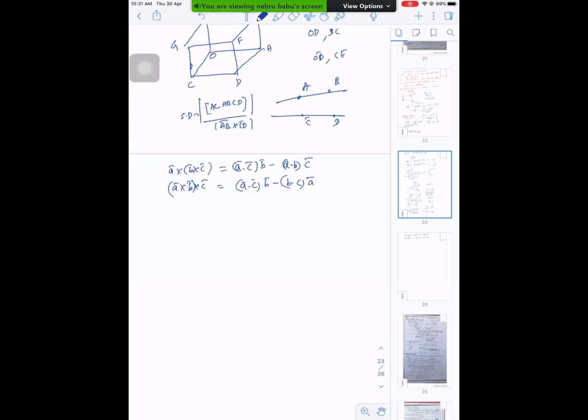If you observe the first one and the second one, the first is perpendicular to A bar and to B cross C. Simply, this vector is perpendicular to B cross C, which means this vector lies in the plane of B and C. If something is perpendicular to B cross C, then if you take this as the B cross C vector, our A cross (B cross C) is somewhere in this plane. So this is A cross (B cross C).